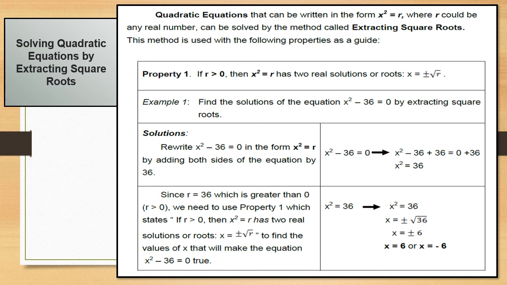To find the value of x that will make the equation x squared minus 36 equals 0 true, we have x squared equals 36, then x equals positive or negative square root of 36. The square root of 36 is 6. So x equals 6 or x equals negative 6.